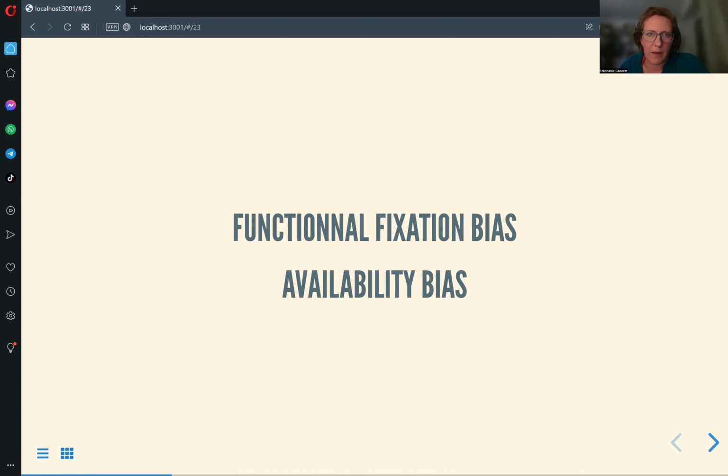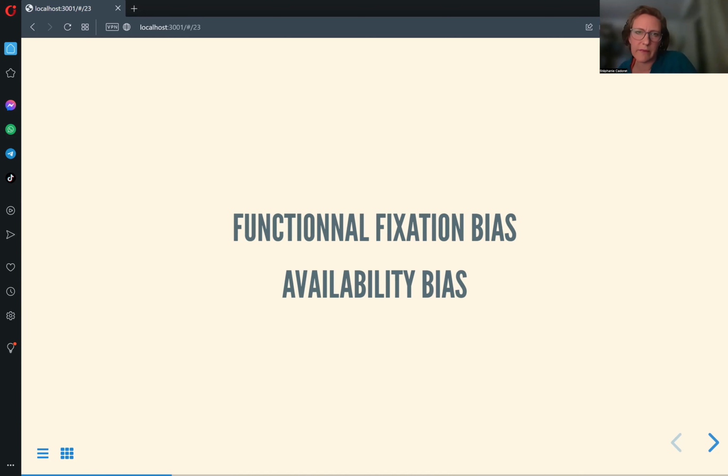Functional fixation bias is that once a thing is perceived for a specific purpose, it is more difficult to divert it for another use. So a tool will be used as the tool it has been learned to be used, and it will be harder to use it in another direction.